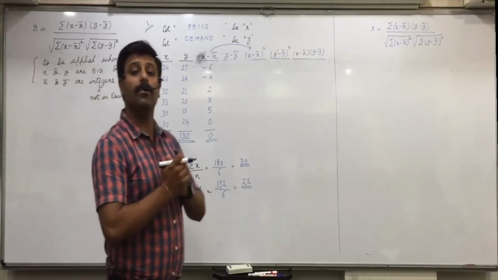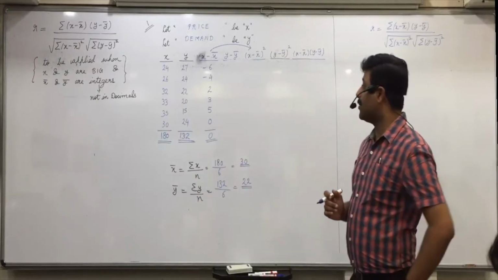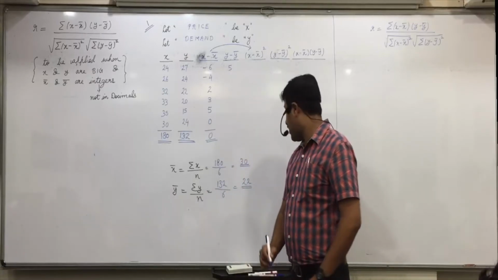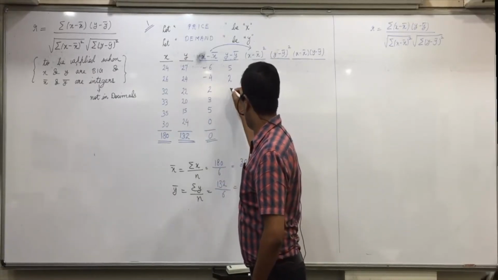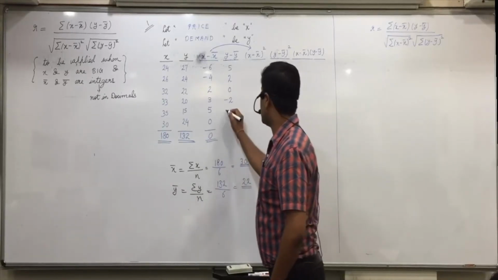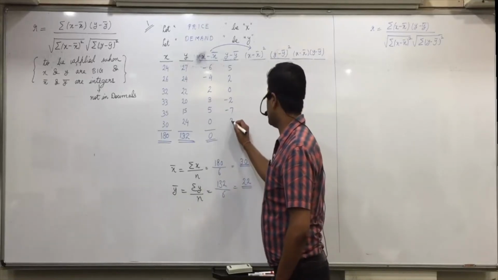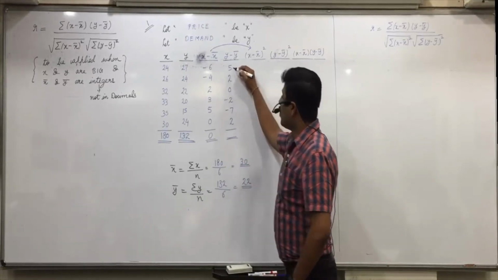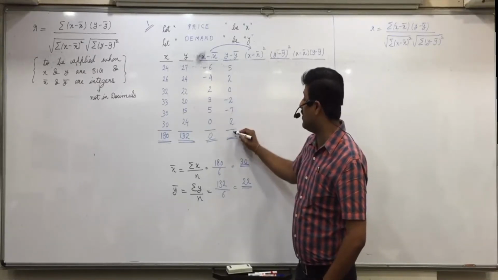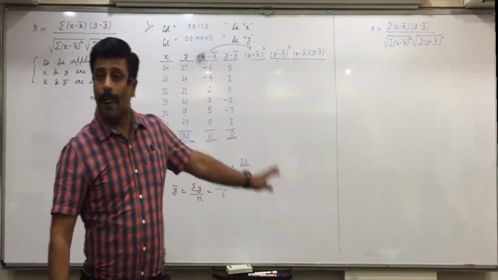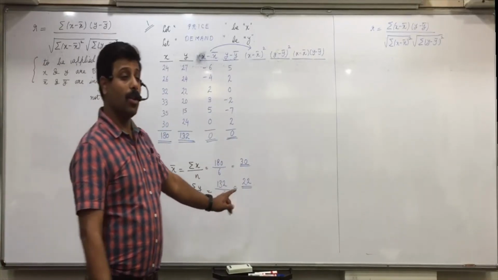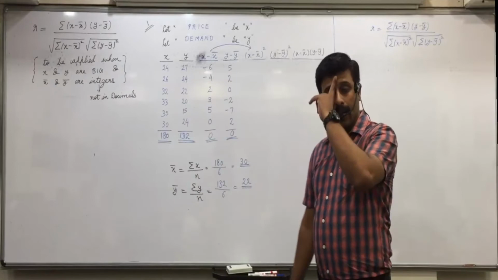Now, Karnik, y minus y bar. 27 minus 22, 5. 24 minus 22, 2. 22 minus 22, 0. 20 minus 22, minus 2. 15 minus 22, minus 7. 24 minus 22, 2. See, what is the positive total? 5 plus 2, 7 plus 2, 9. Negative: minus 2, minus 7, minus 9. Does it come to 0 or not? It means everything is correct. Anyone having any doubt in this? All are clear up till here? Yes.